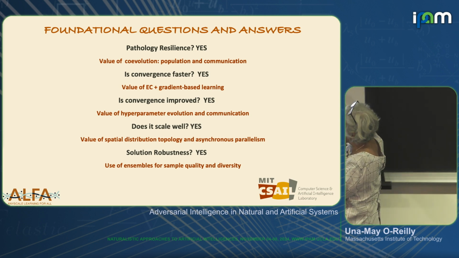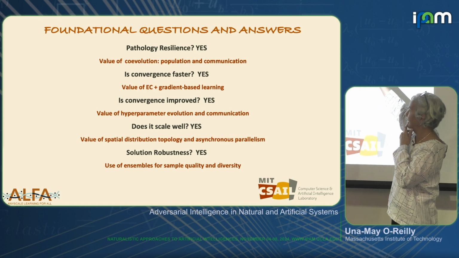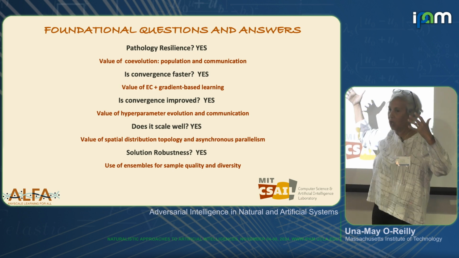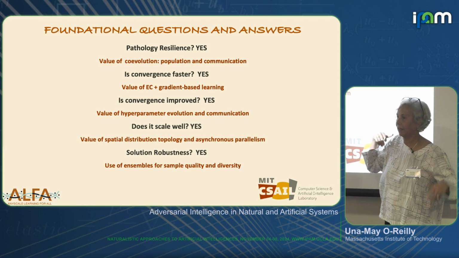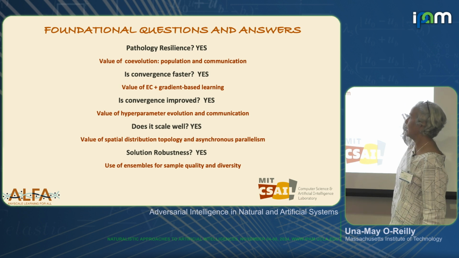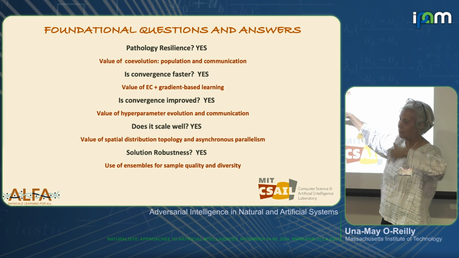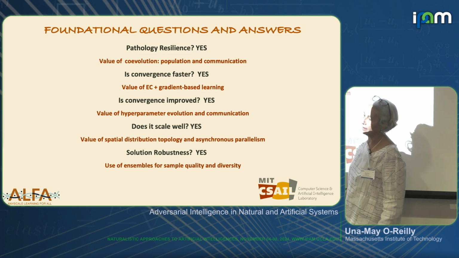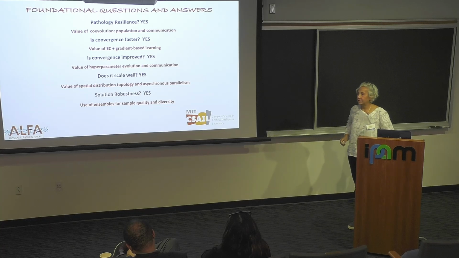But we got the resilience, we got better convergence and improved convergence. And it really does scale. It can be totally asynchronous, the parallelism. So you run these things in parallel. And that's a huge win. And if you actually start picking ensembles as opposed to just a single one, you even get robustness in the solution. So what were some applications for which you got the best gains?